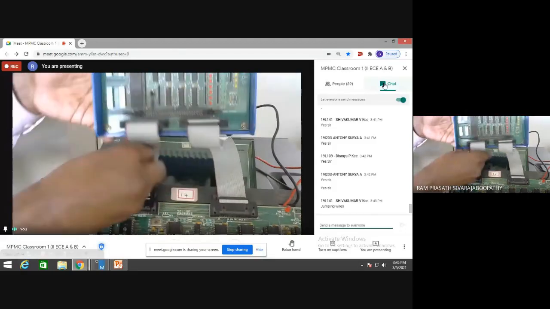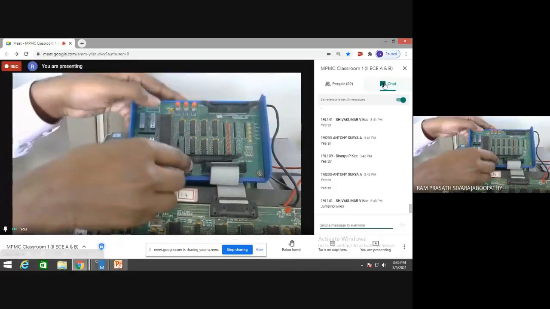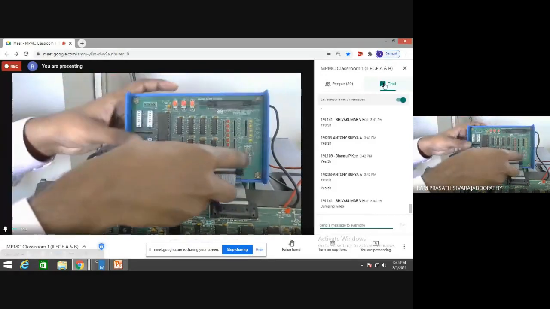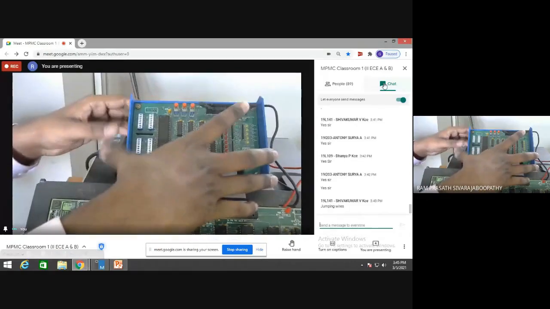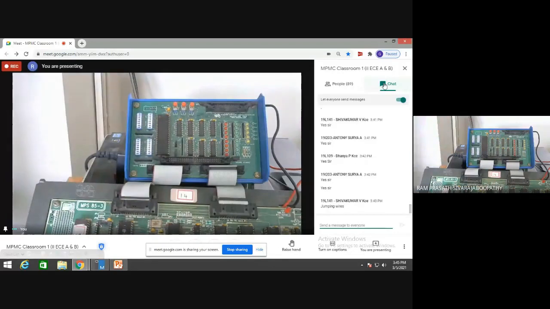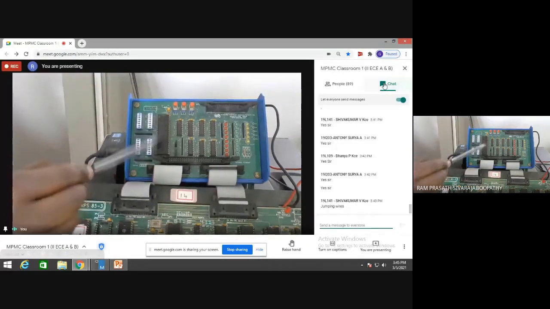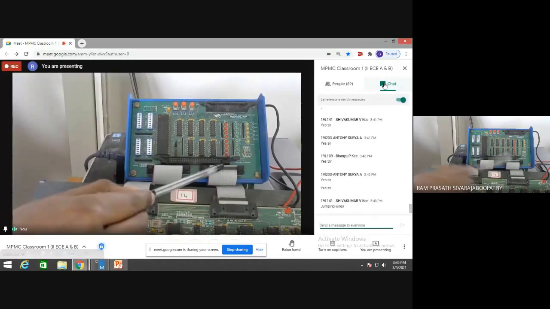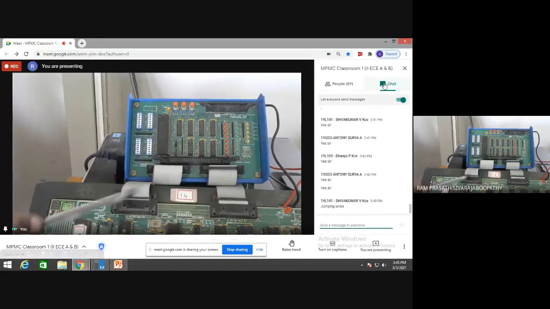That's all. Okay. So now I am going to place it here. Okay, fine. Fine. So now you can see, this is your 8255 IC. What do we use the two connectors for? To connect with your 8085 trainer kit.